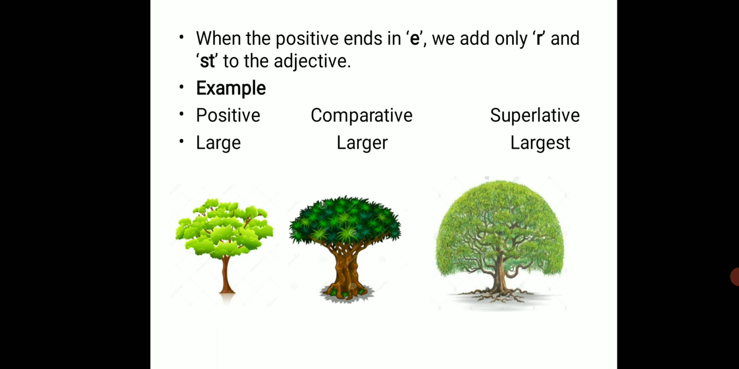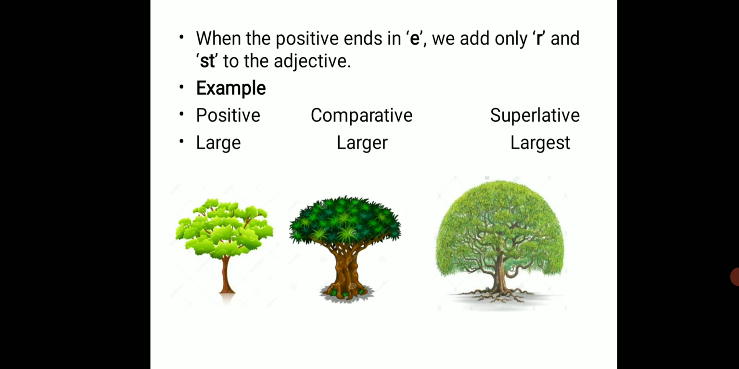When the positive ends in e, we add only r and st to the adjective. For example, look at this. In the case of large, how is this adjective changed? Larger, with r, and that's how the word is formed. Large, larger, largest.